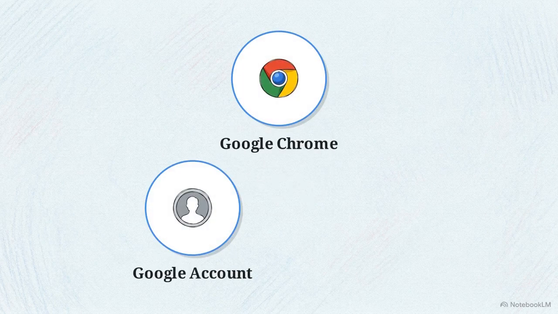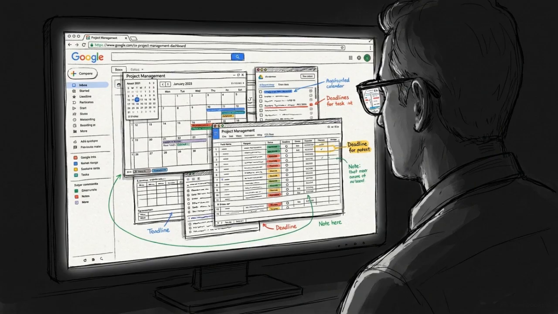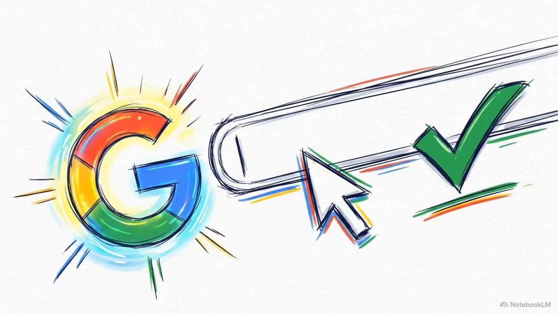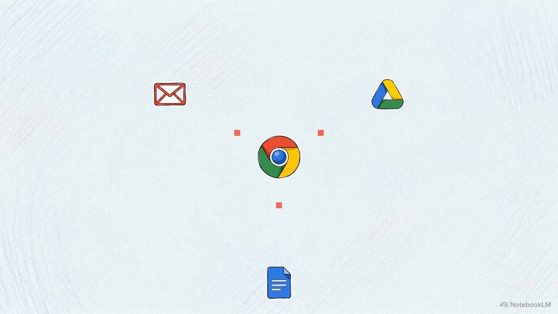To follow along, you will need Google Chrome, an active Google account, and a specific task you want to complete. When an AI can see your actual documents and schedule, it stops being a toy and starts automating high-level workflows where you already work. First, navigate to gemini.google.com. Since this is built into the Google ecosystem, your existing login handles the setup automatically. I recommend using the Chrome browser. It acts as the bridge, allowing Gemini to communicate directly with workspace tools like Gmail and Drive.